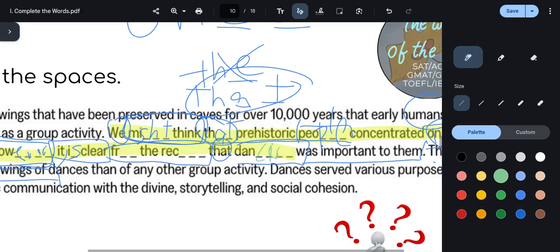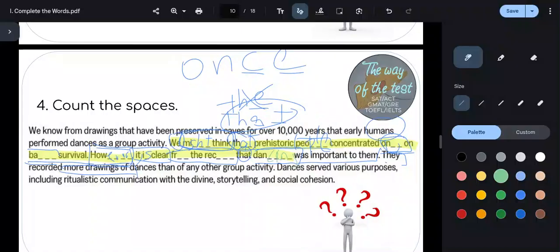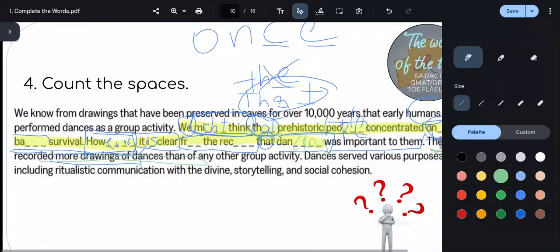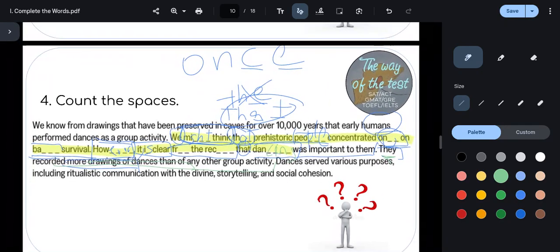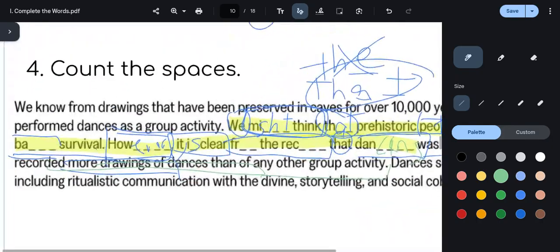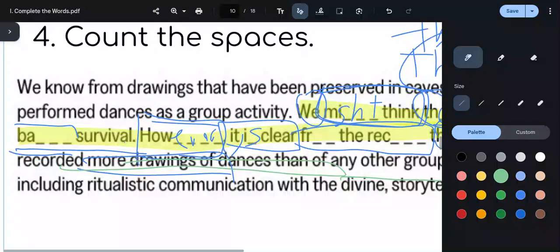No. So it's going to be "dancing was important to them, and they talk about how more drawings of dancing." That's the importance of dancing, which means they are focusing on dancing more than something else, more than other group activity, which means they are not just focusing on something else, but on dancing. So we go back to "they're concentrated on something, something survival." Well, what kind of survival does not include dancing? So I'm just going to put "basic survival."